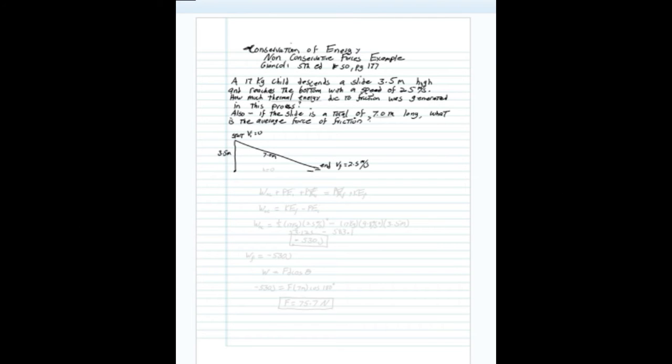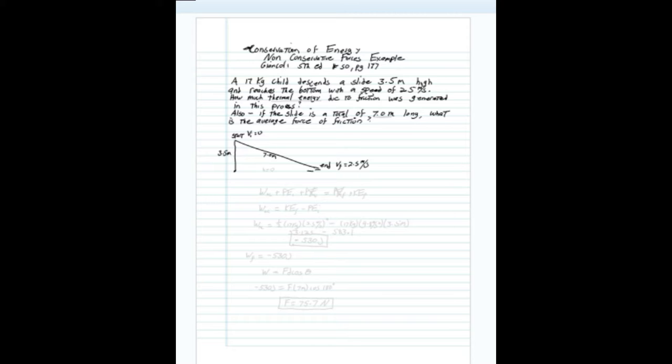Okay, so in this conservation of energy example, we have work being done by a non-conservative force. In this case, that force is friction. So the problem is a 17-kilogram child descends a slide 3.5 meters high and reaches the bottom with a speed of 2.5 meters per second. How much thermal energy due to friction was generated in this process?